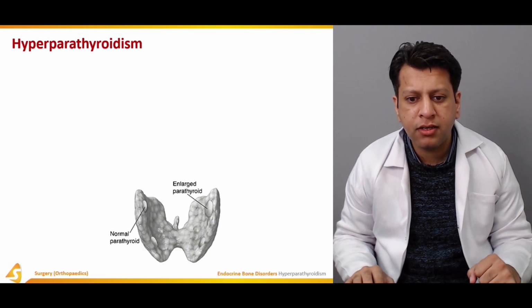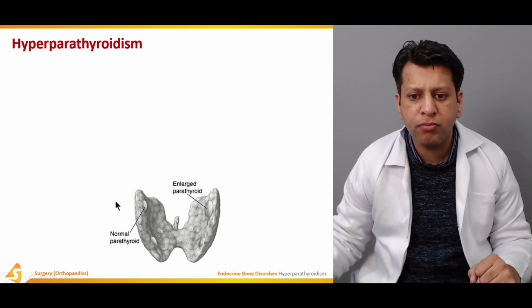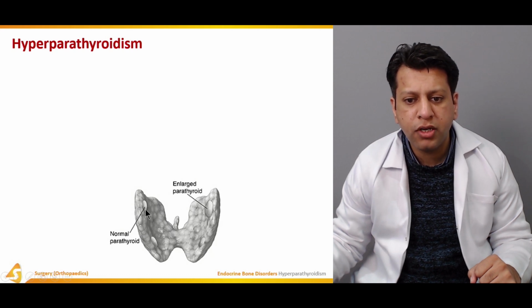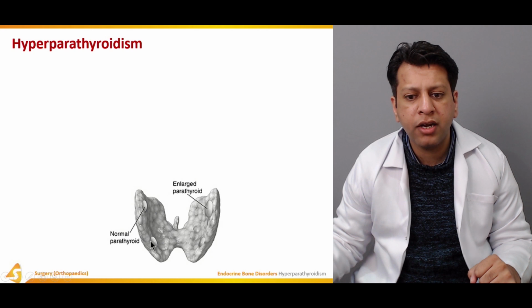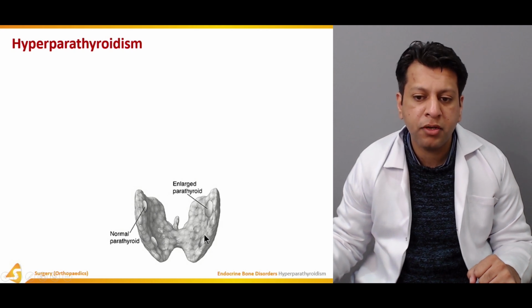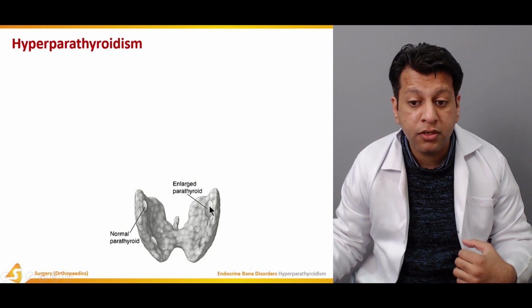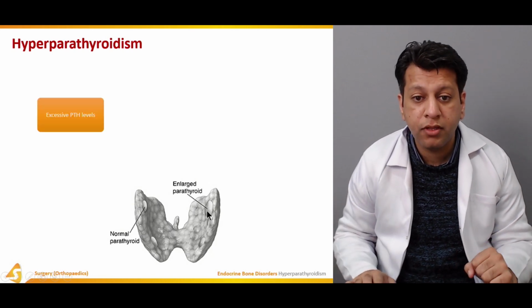This diagram is showing a thyroid gland of the body. This is the left lobe, the right lobe, and this is the isthmus. There are usually four glands present, two superior and two inferior. Usually at least two glands should be present for normal functioning of the body, but in case they get enlarged, in case of primary hyperparathyroidism, they need to be resected.